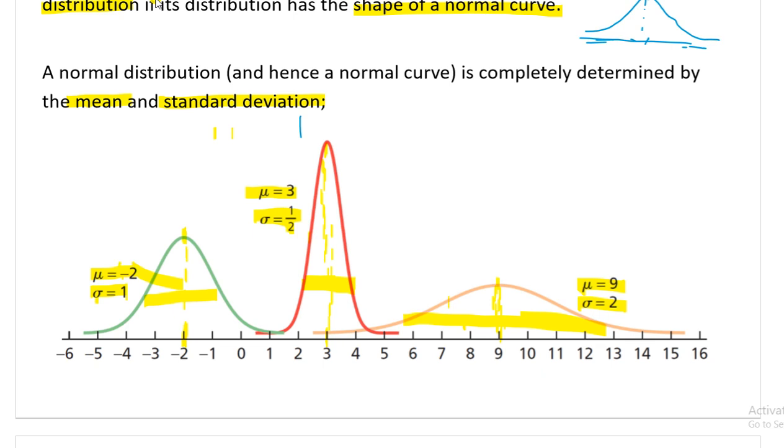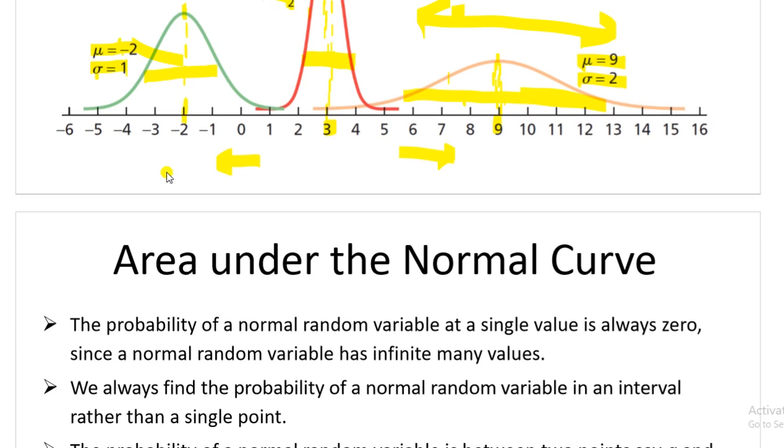The mean only gives you the position on the x-axis where you stand. If you change the mean, it will just go to the right or left. You see, if the mean was 3 and now the mean is 9, it means you went to the right. If the mean is -2, you went to the left. But when sigma is bigger, you are more spread. If sigma is smaller, you are less spread. So that's how the mean and variance give you the shape of the normal curve.